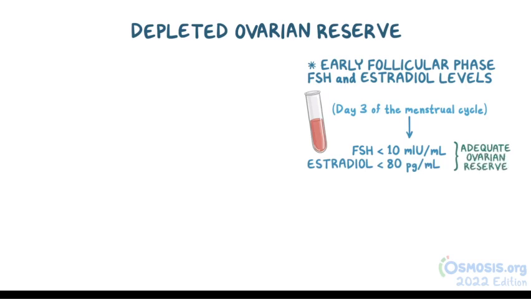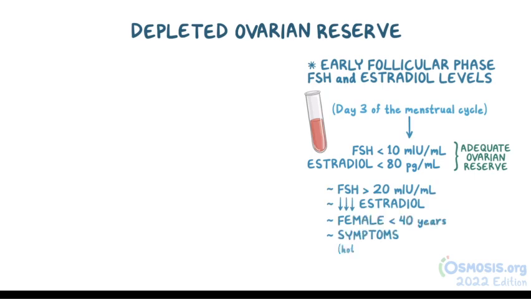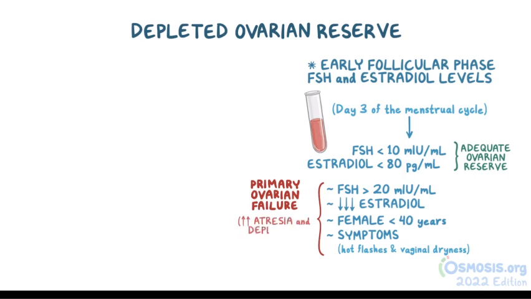At the other end of the spectrum, a high FSH greater than 20 milli-international units per milliliter and low estradiol levels in a female below age 40 who has additional symptoms like hot flashes and vaginal dryness suggest primary ovarian failure. That's where the ovarian follicles undergo accelerated atresia and get depleted before menopause.